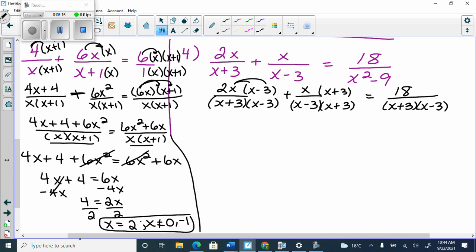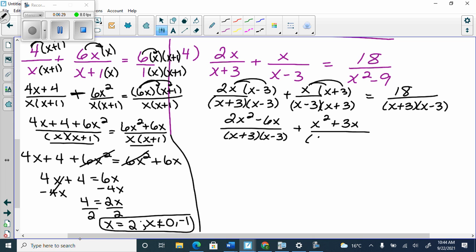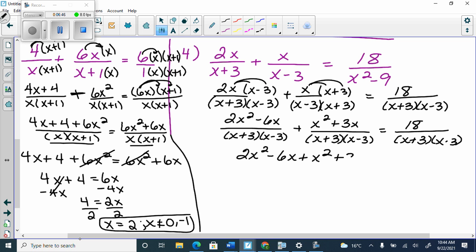Distribute these, so I get 2x squared minus 6x over x plus 3, x minus 3, plus x squared plus 3x over x plus 3, x minus 3, equals 18 over x plus 3, x minus 3. Now we have a common denominator, so we can put them all over it. So we're going to get 2x squared minus 6x plus x squared plus 3x over x plus 3, x minus 3, equals 18 over x plus 3, x minus 3.